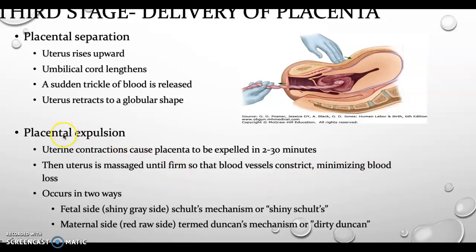So the placenta is expelled or delivered in 2 different ways. If you see the fetal side, it's a shiny gray side. You'll see lots of blood vessels in that shiny side, and that's called Shiny Schultz. If you see the maternal side, it's this raw, almost like hamburger meat look. This is what has been attached to the uterus. So it has this red raw side. It's called Dirty Duncan. So those are the 2 ways that it can be delivered. Either you can see which part is coming out. Just know that there are 2 different sides: the fetal side, which is shiny, and the maternal side, which looks like red hamburger meat, the raw side.